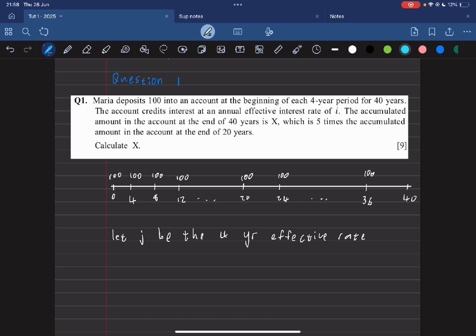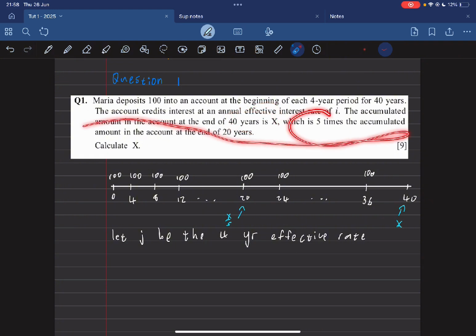One more thing we should put on our graph is this information. So the accumulated amount at the end of 40 years is X. So accumulated amount here is X. And the accumulated after 20 years is going to be X over 5 because it says the amount at 40 years is 5 times the accumulated amount after 20 years. So after 20 years, it's going to be 1/5 of what was accumulated at 40. So these are the blue amounts of the accumulations at that point in time.